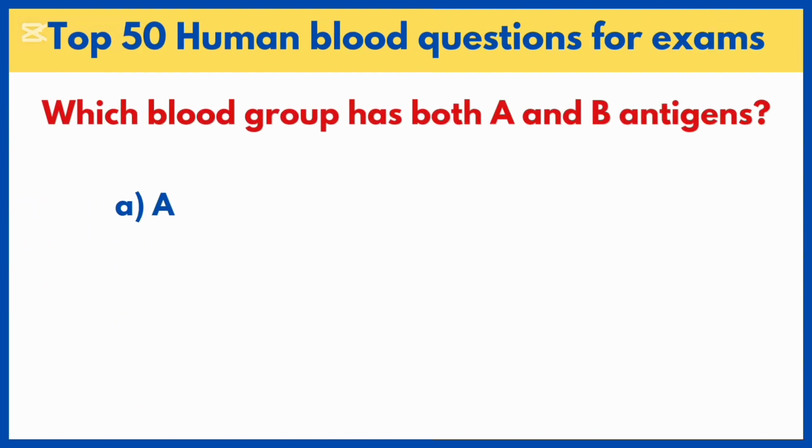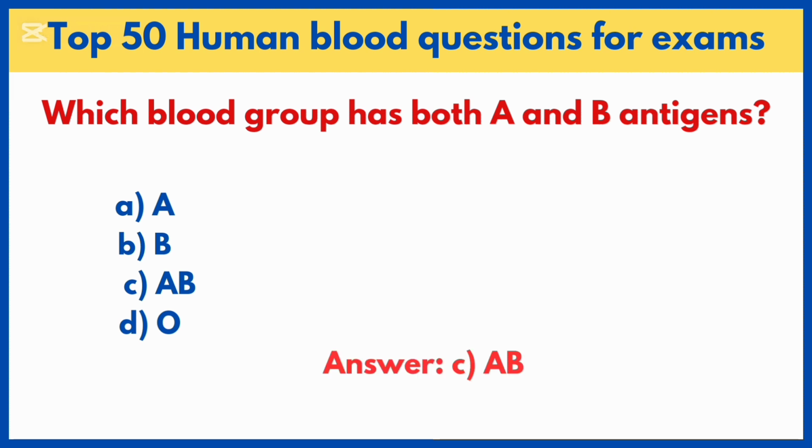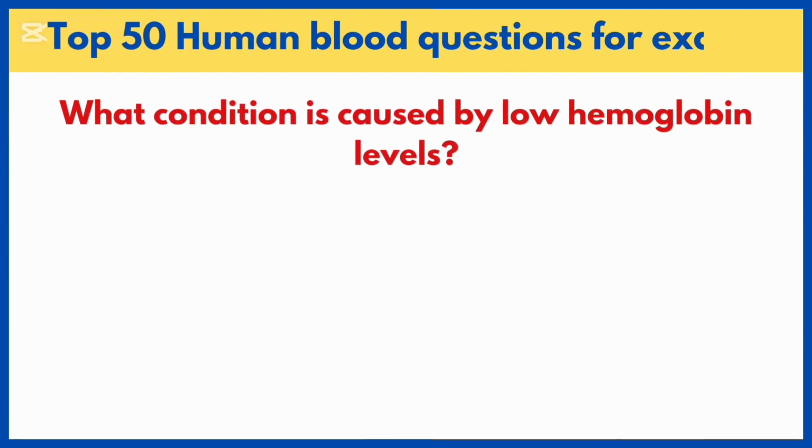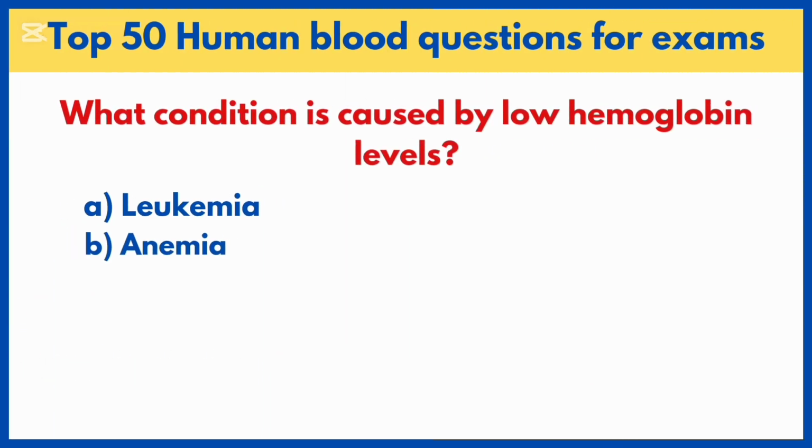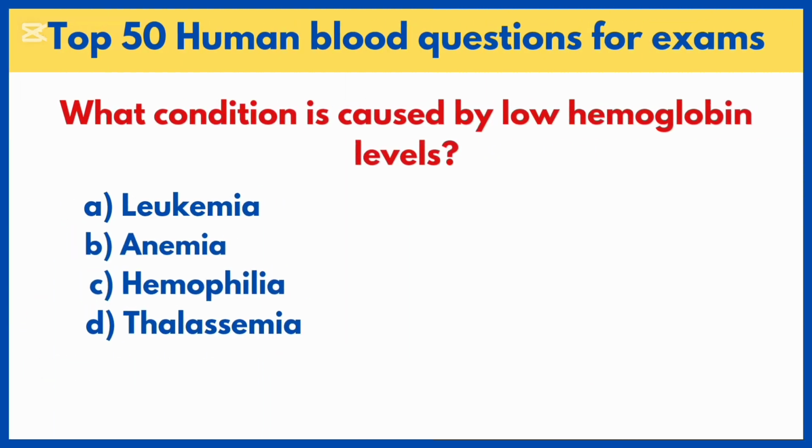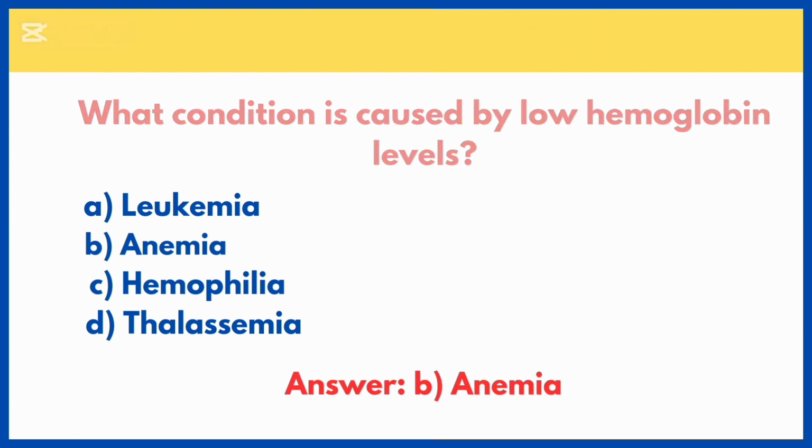Which blood group has both A and B antigens? Correct answer is option C, blood group AB. What condition is caused by low hemoglobin levels? Correct answer is option B, anemia.